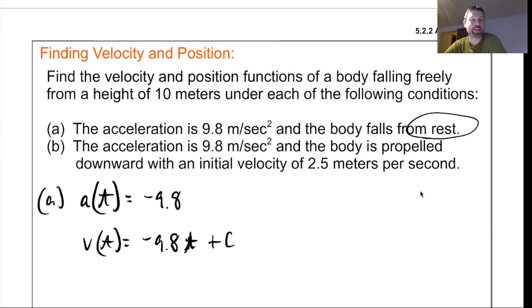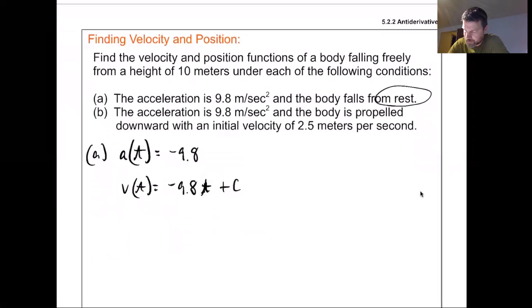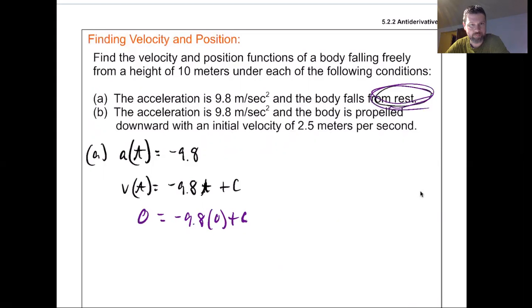That means when I plug in a 0 for the t, I should get a 0 out for its velocity, right? It's starting at a velocity of 0. So with that velocity function, I know when I do v of 0, negative 9.8 times 0 plus c, I should get out a 0, right? At time 0, I should have a velocity of 0 because it's starting from rest. In this case, 0 must be equal to c, which makes my velocity equation pretty simple. Just negative 9.8 t.